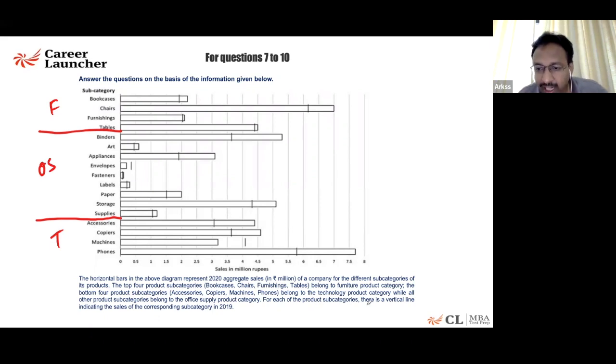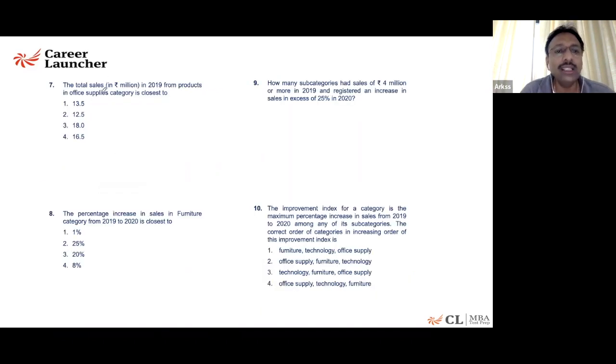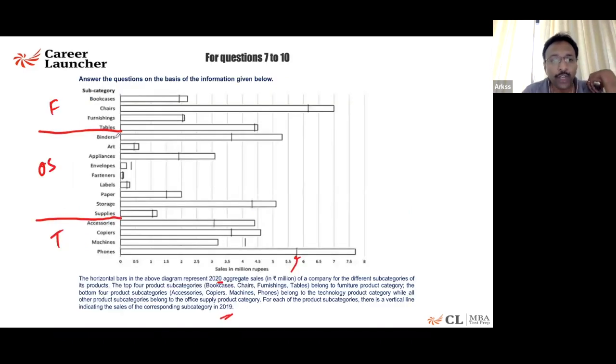For each of the subcategories, there is a vertical line. The vertical lines correspond to 2019. So the bar is 2020, and the vertical line is the 2019 number. Simple question. The total sales in 2019 from products in office supply is closest to? The good thing is, look at the choices also, very, very far. I can just take approximations if I want. So this is what 2019 is asking, right?